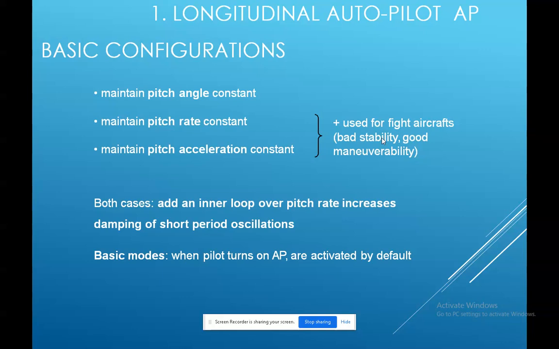This is the basic configuration of a longitudinal autopilot system. It will be maintaining the pitch angle constant, rate constant, acceleration constant, so that it will be very good for maneuverability, but it will be very bad for stability.